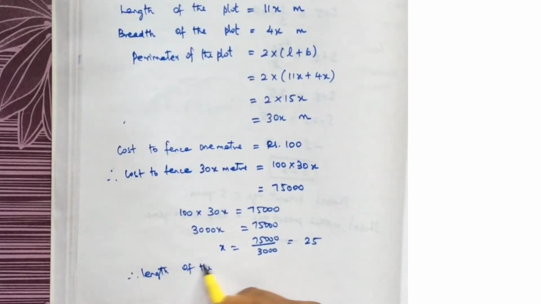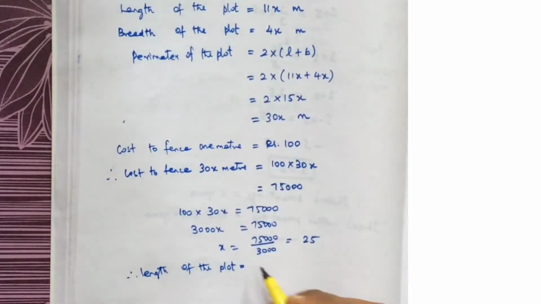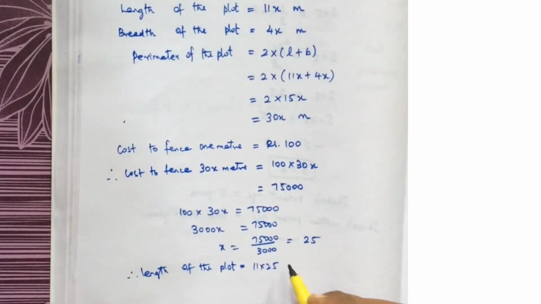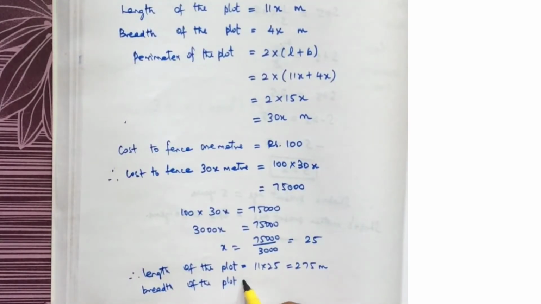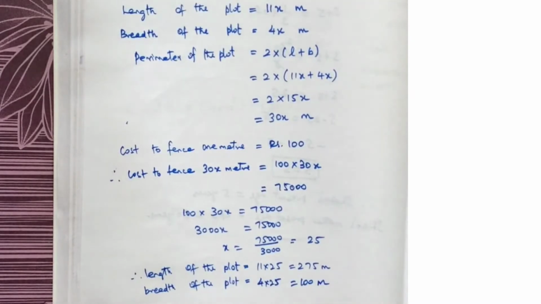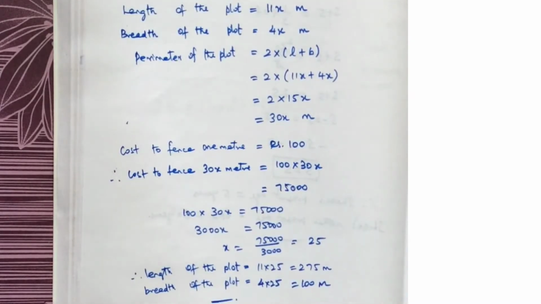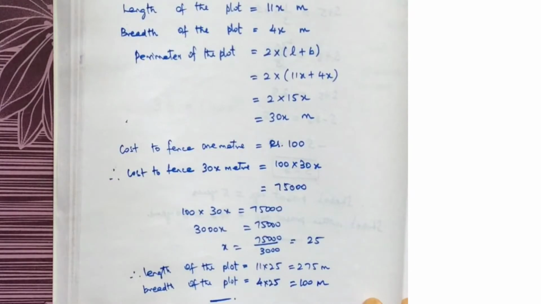Length of the plot is 11x. 11 multiplied by 25, that is equal to 275 meter. Next is breadth. Breadth of the plot is 4x. So 4 multiplied by 25, that is equal to 100 meter. Okay. So this is how we have to solve this problem. Now we move to the next problem.